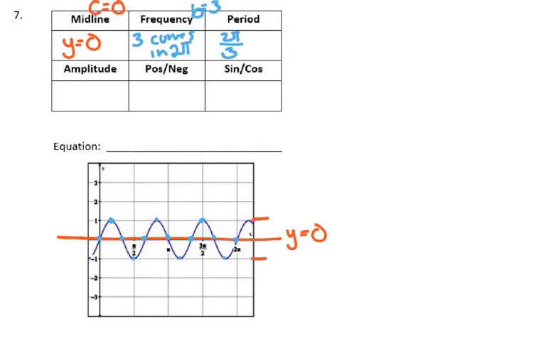My amplitude is going to be the height of my graph. And for this graph, we can see all along here, the height is just going up to 1. So therefore, my amplitude is equal to 1.